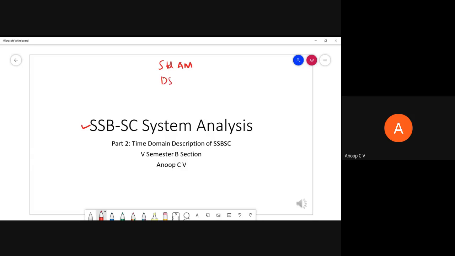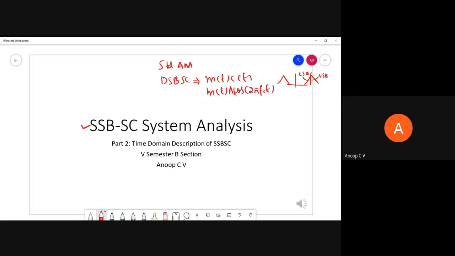Then we studied DSBSC. In DSBSC the carrier was suppressed, so it was nothing but M of t into C of t, or M of t cos 2 pi FCT, where I should also include AC: M of t into AC cos 2 pi FCT. This was DSBSC. It had both the upper and lower sideband.